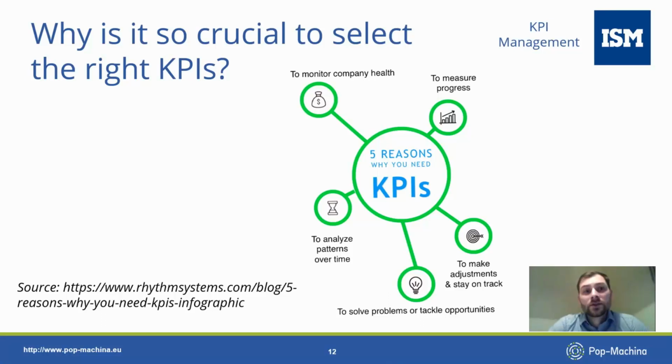Why is it so crucial to select the right KPIs? There are 5 reasons why you need KPIs. One of them is to monitor company health. Another one is to measure progress. To make adjustments and stay on track. Of course, to solve problems and tackle opportunities, and to analyze patterns over time.